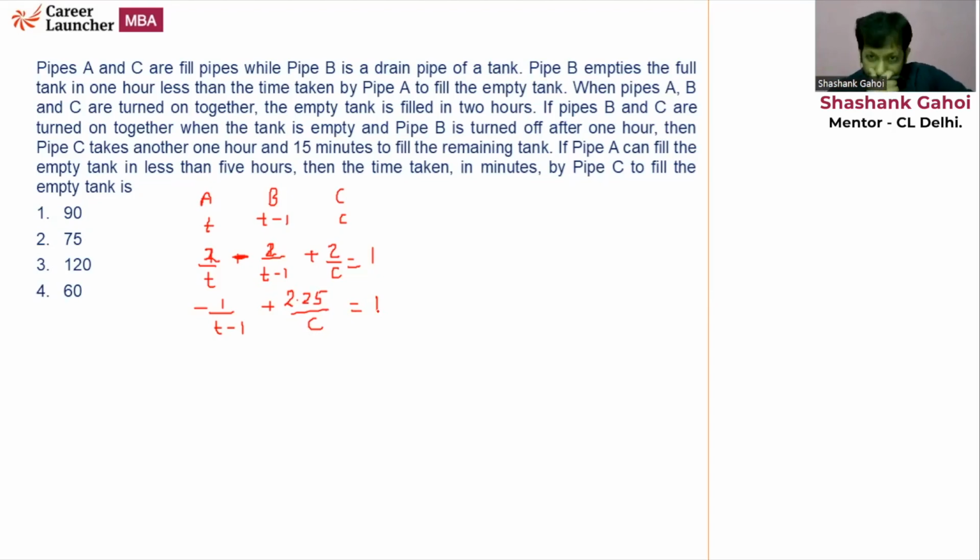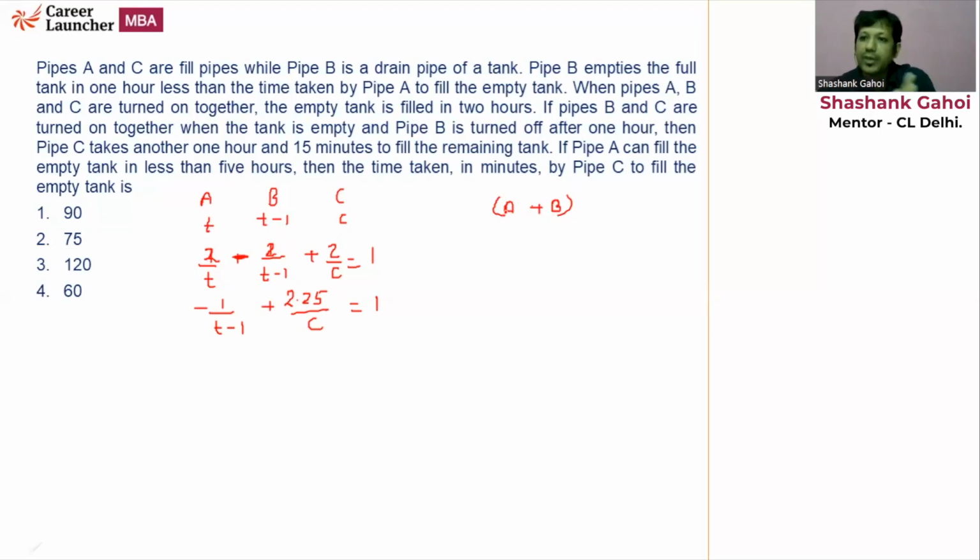Now, if I have to solve this question without using these equations, what is the general approach that I can take? I can say in the first 2 hours, if all three of them are running, A takes T time, B takes T minus 1 time. It means B is emptying faster than A is filling. So in the first 2 hours, work done by A and B should be negative.